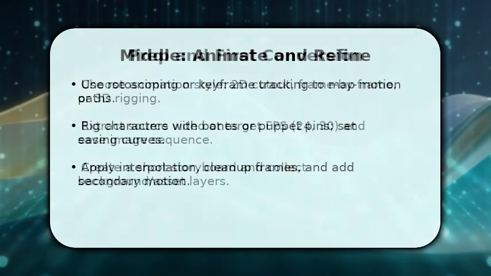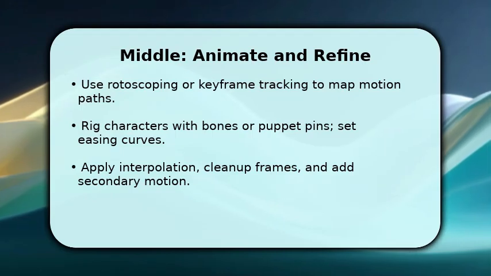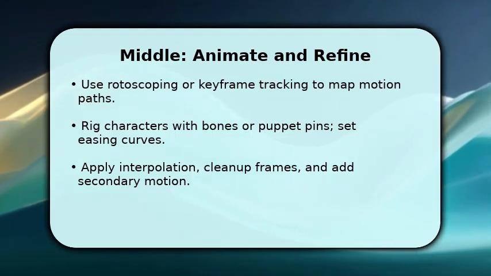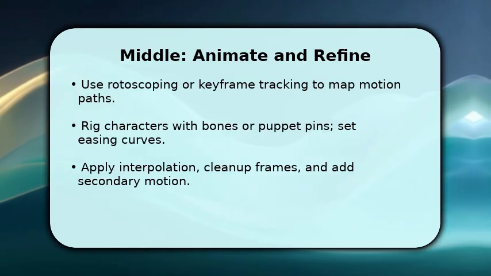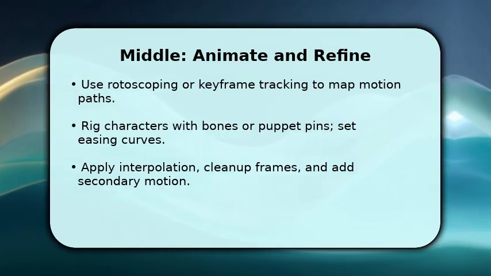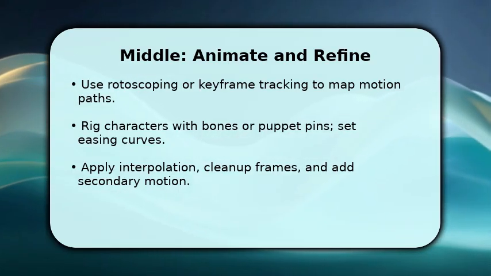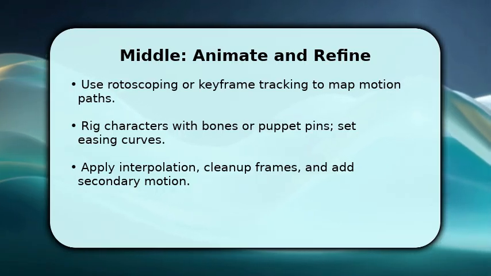Now you tackle the complex middle. Translate motion using rotoscoping or tracking to capture real movement, then convert that data into keyframes. Rig characters with bones or puppet pins and assign control hierarchies. Make sure to set easing curves for natural acceleration and deceleration.